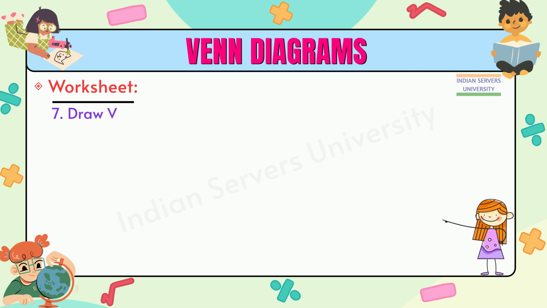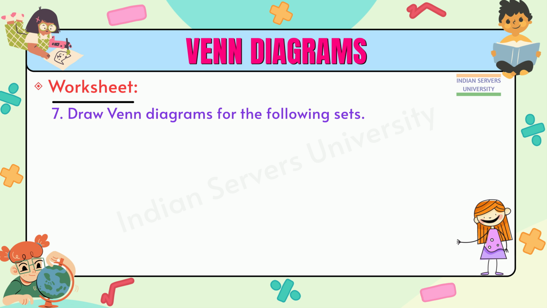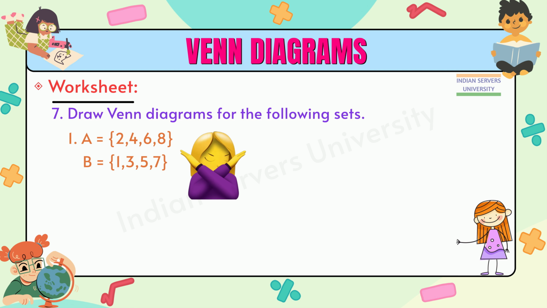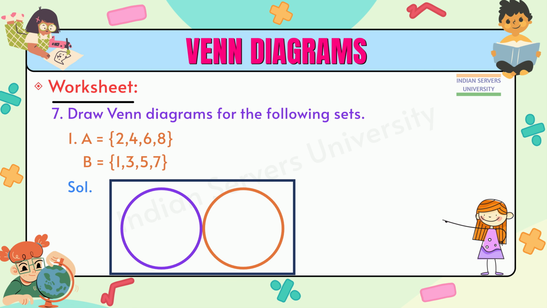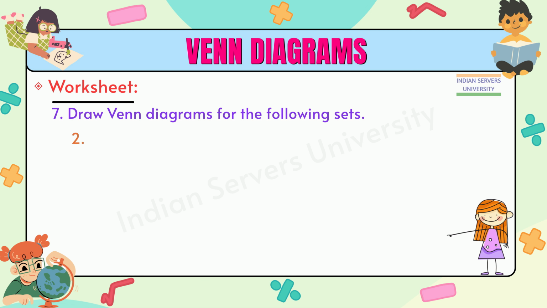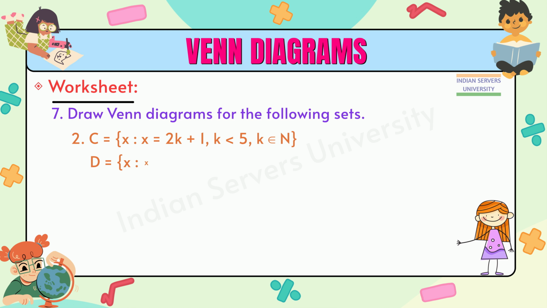Next one, draw Venn diagrams for the following sets. First one, A equals set of 2, 4, 6, 8, B equals set of 1, 3, 5, 7. So kachondi, common elements emanna unnaya? Levu. So separate ga 2 circles draw chesi set A lo 2, 4, 6, 8 vestam, set B lo 1, 3, 5, 7 vestam. Next one, C equals set of x such that x equals 2k plus 1, k less than 5, k belongs to N. D equals set of x such that x is a factor of 21, x belongs to N.